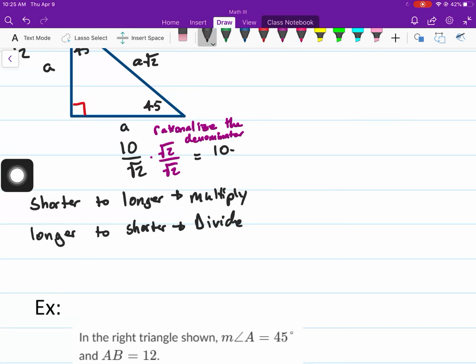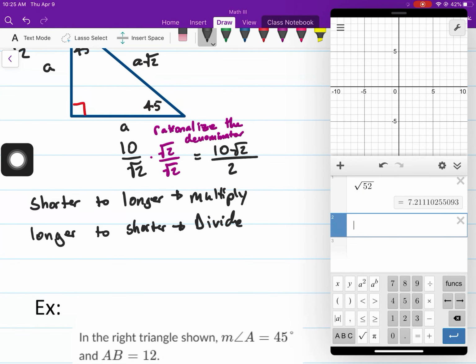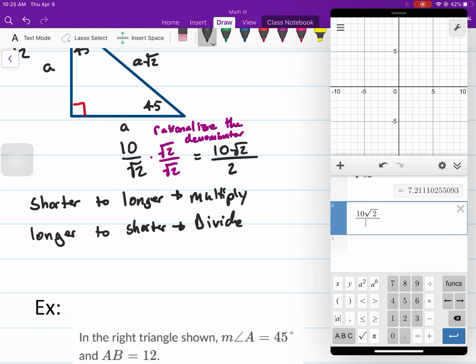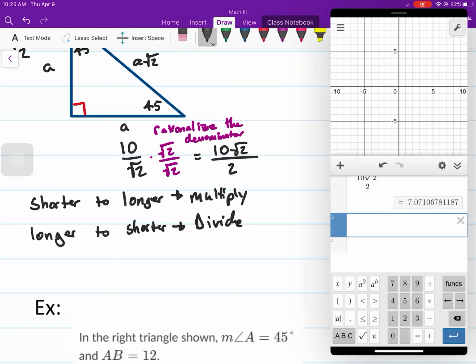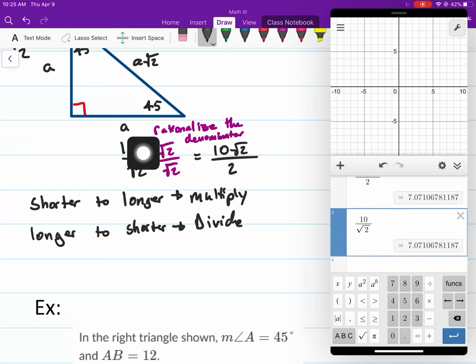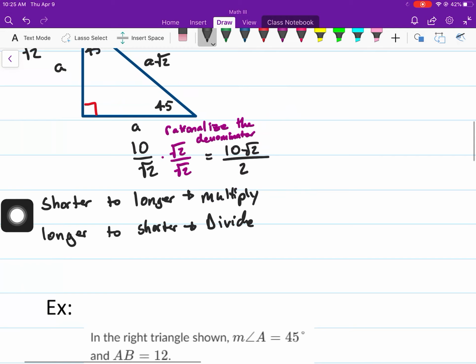So on the top we'll have 10 square root of 2. And then on the bottom, square root of 2 times square root of 2 is the square root of 4. And the square root of 4 is 2. So the whole idea there is we got rid of the radical on the bottom. If you put this in the calculator, 10 square root of 2 divided by 2 is going to be the same thing as 10 divided by the square root of 2. So this 10 over the square root of 2 is the same thing as 10 square root of 2 over 2. Look at that, 7.07, 7.07. They're the exact same thing. We're just changing the form so that we don't have the radical on the bottom.